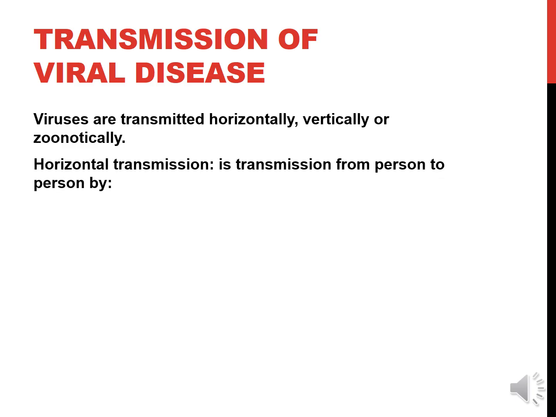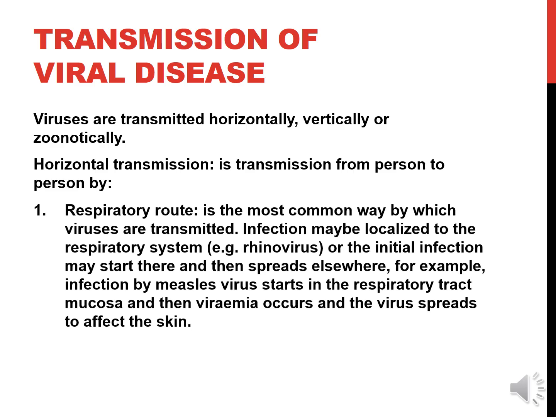So transmission of viral diseases. Transmission of viral diseases may either be horizontal or vertical, or may be transmitted zoonotically. Horizontal transmission is transmission from one person to another by a route like the respiratory route, which is the most common way that viruses are transmitted. Infection may be localized to the respiratory system, for example rhinovirus, or the initial infection may start and then spread elsewhere from it. For example, the infection caused by measles virus starts in the respiratory tract mucosa, and then the viremia spreads to the skin.